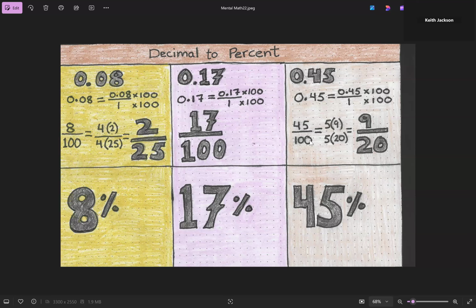And we know that 45 hundredths, because we moved the decimal point two places over to the right, is equivalent to 45%.